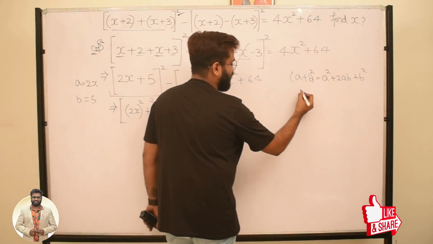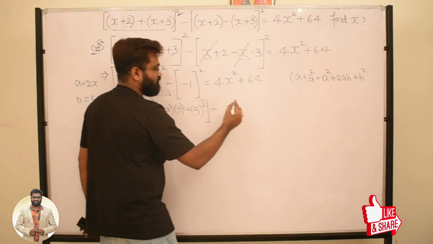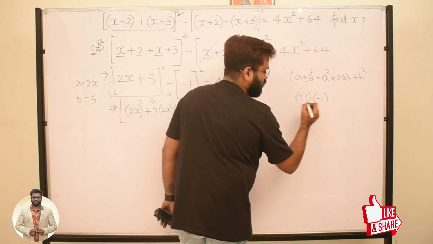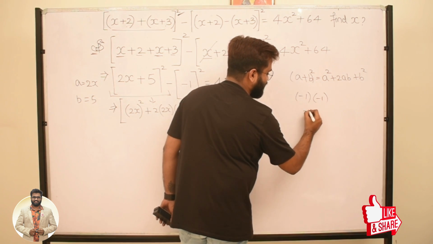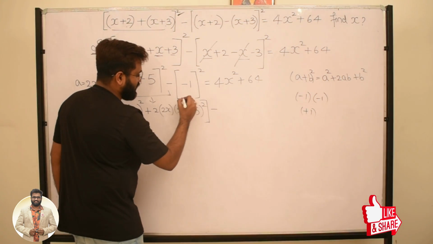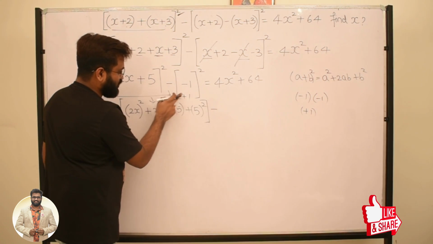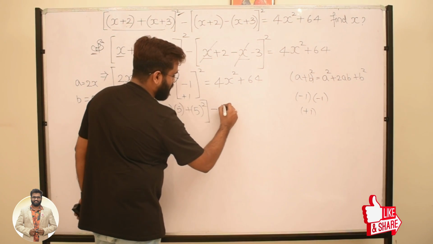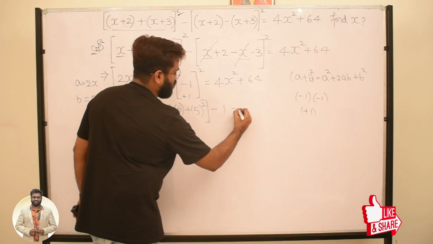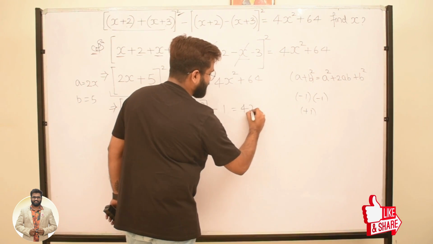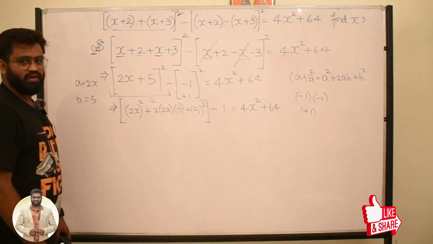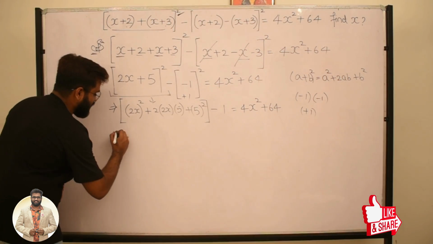What is (-1)²? How many minus 1s do we have here? We have two minus 1s: minus 1 into minus 1. What is minus 1 into minus 1? Minus into minus is plus 1. I have got the answer as plus 1. If I take it plus 1, minus into plus gives minus 1. Minus into plus is minus 1, equal to 4x² + 64. Simple derivation. Solving this, you will get the answer.